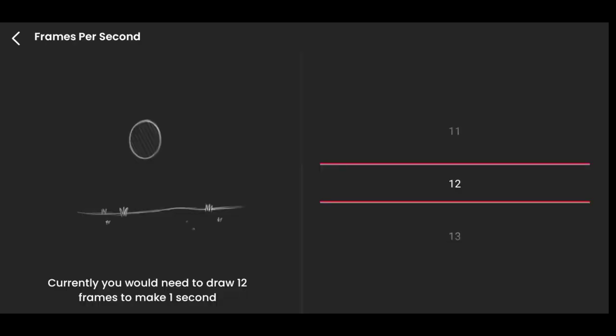Now we're gonna move on to the frames per second. In here, the higher the amount of your frames, the smoother your animation will get, and the lower the amount of your frames, the more laggy it will get. So if you're a beginner, I suggest 12 frames per second, but I personally choose 25 frames per second.